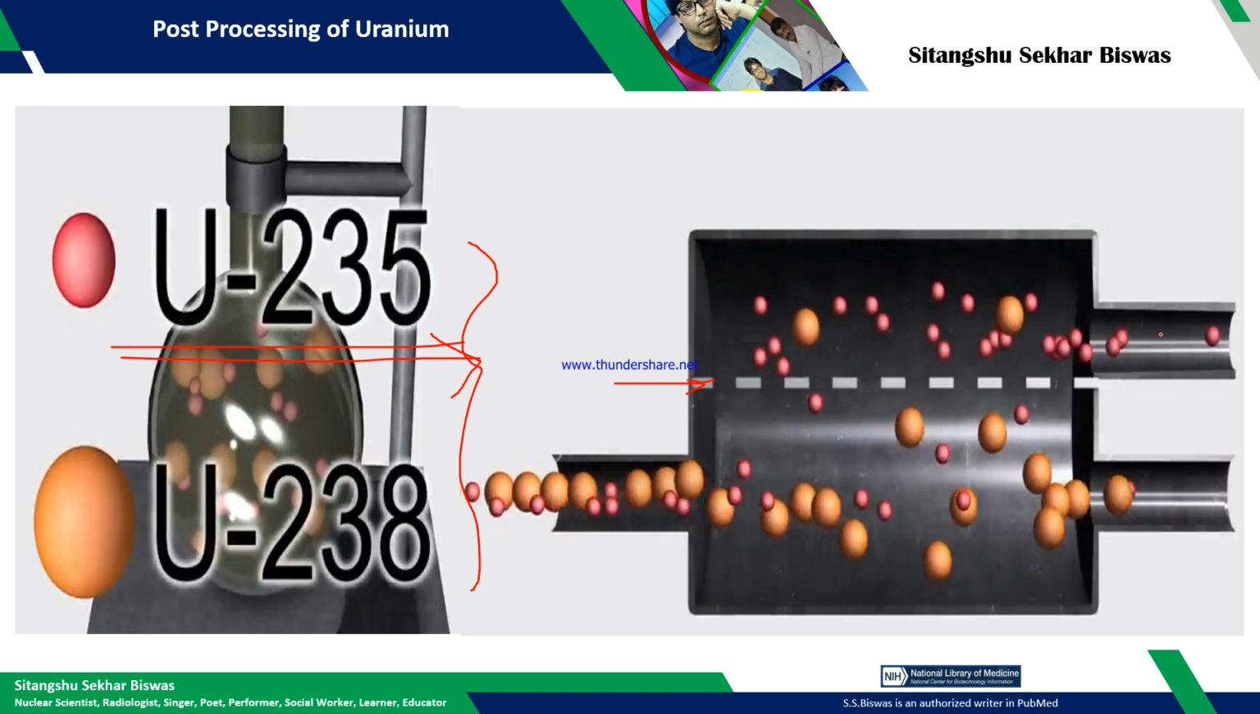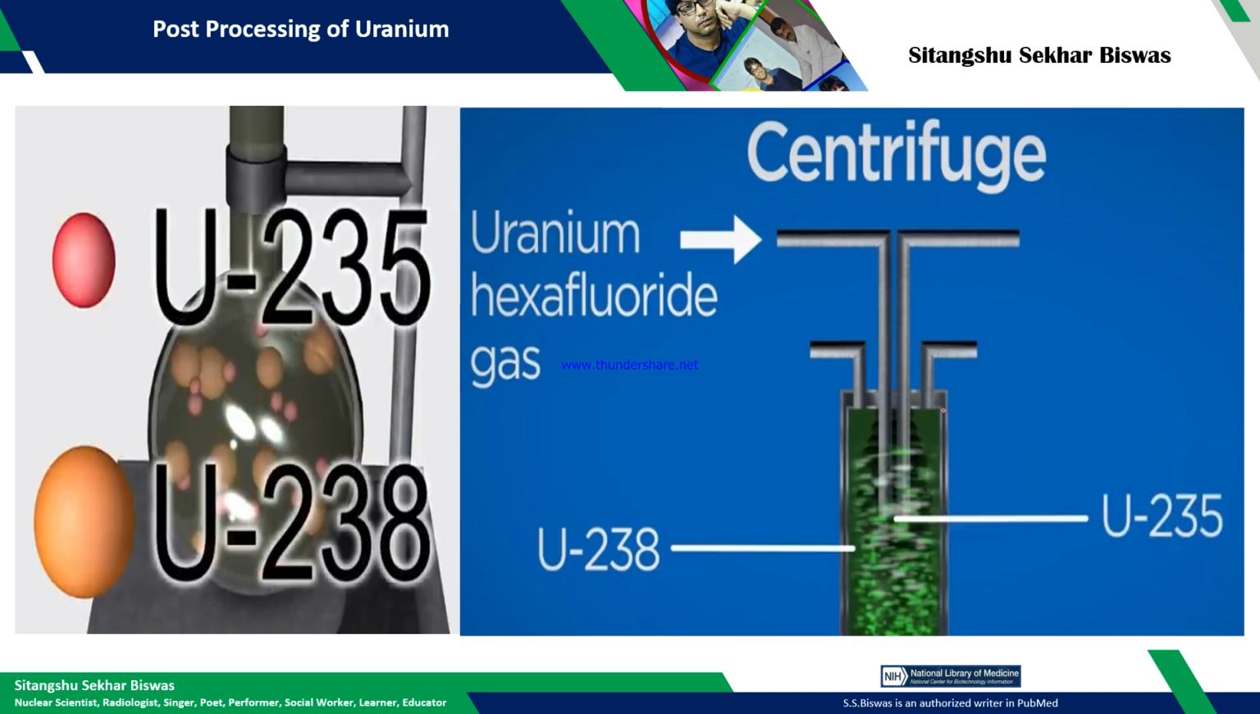So the hexafluoride collected from this port will have a higher concentration of uranium-235 hexafluoride than this port. This is a very simple mechanical procedure.